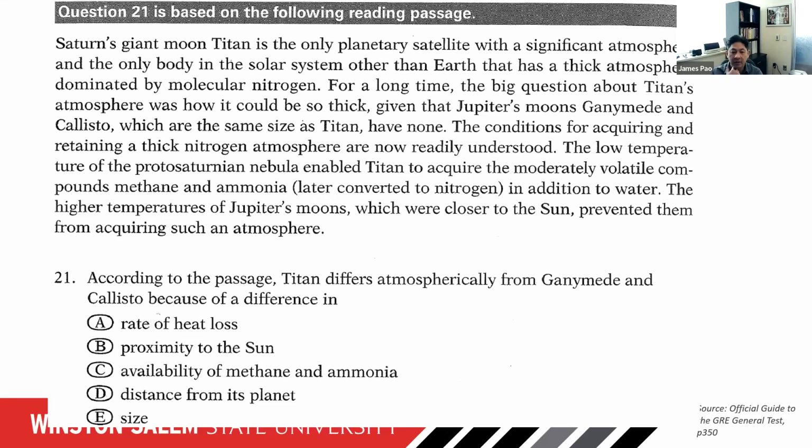Okay. Good answer. Again, you're doing POE, crossing off wrong answers. So we said C and E are wrong. Then again, look for the passage where it talks about difference in atmosphere. Why? In addition to water, the higher... Oh, would it be B? Correct. Proximity to the sun. You see the sentence that talks about it? Read it out loud to me. It says the higher temperatures of Jupiter's moons, which are closer to the sun, prevented them from acquiring such an atmosphere. Exactly. You got it.